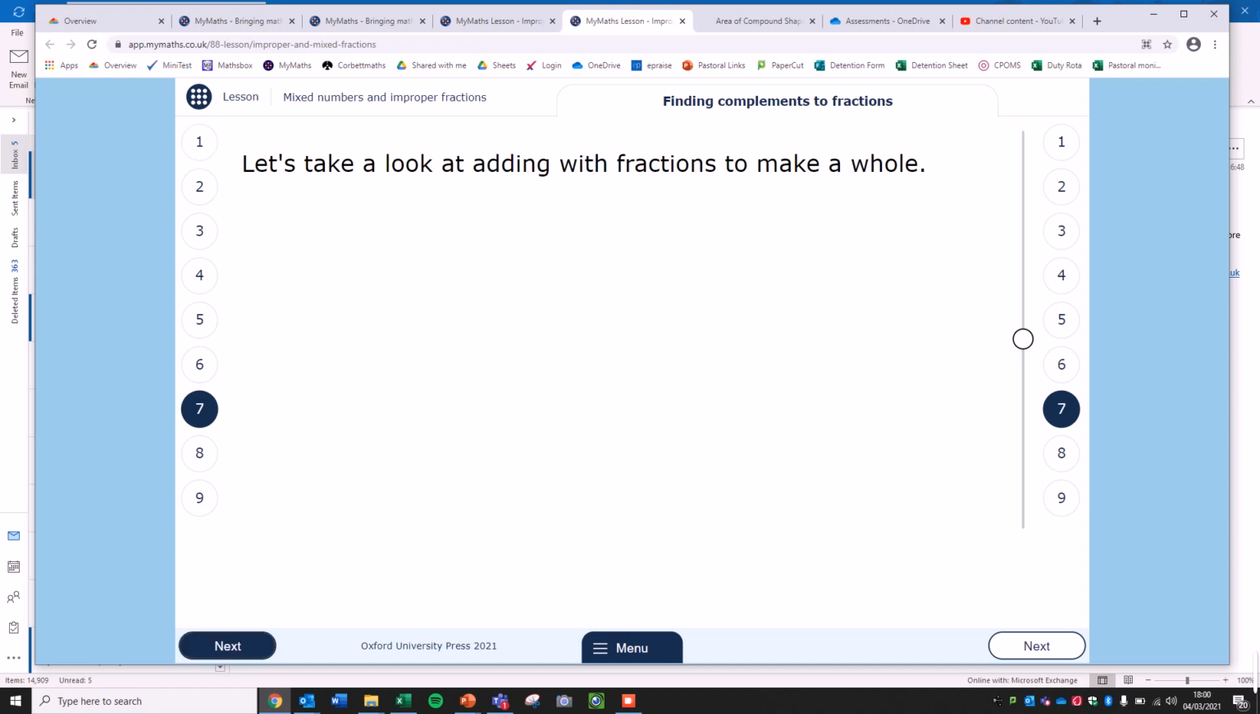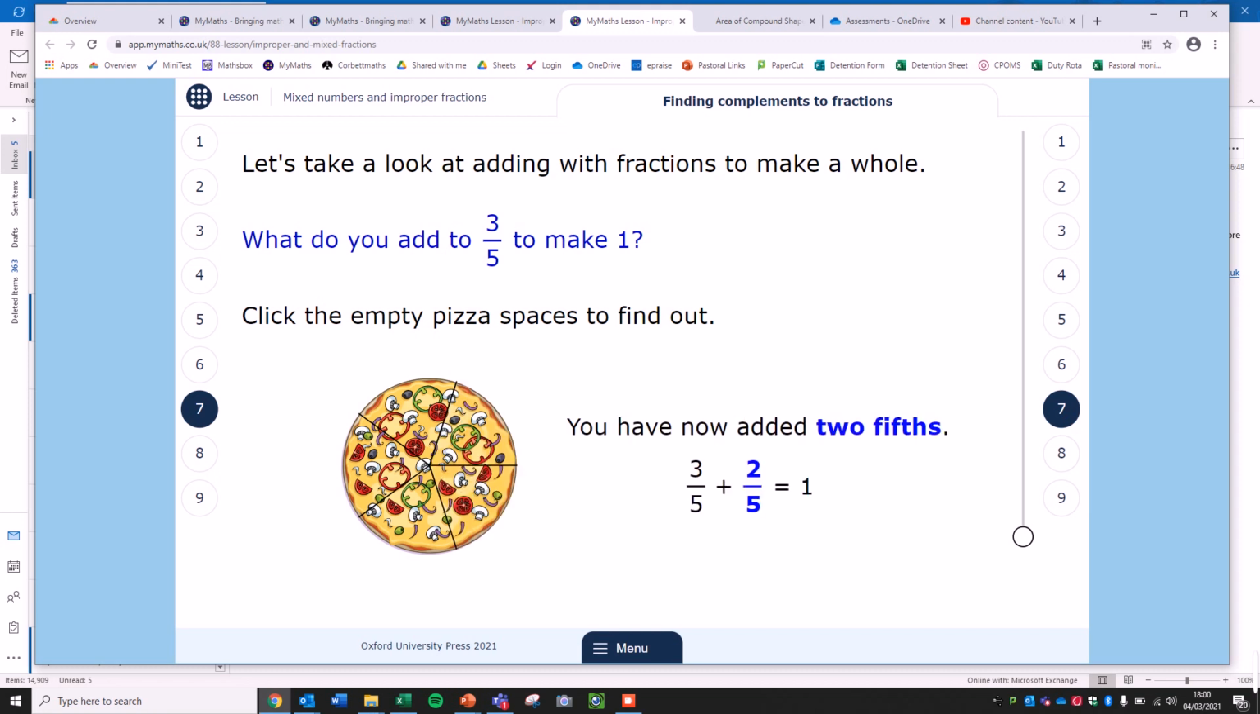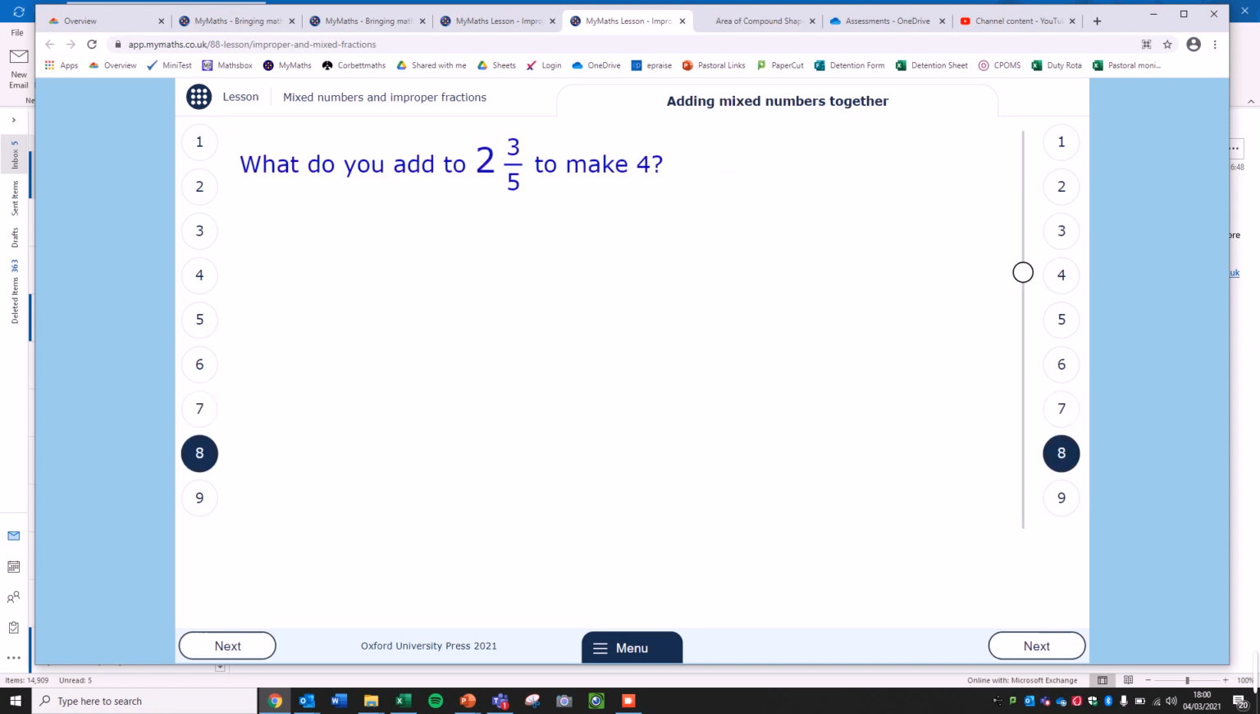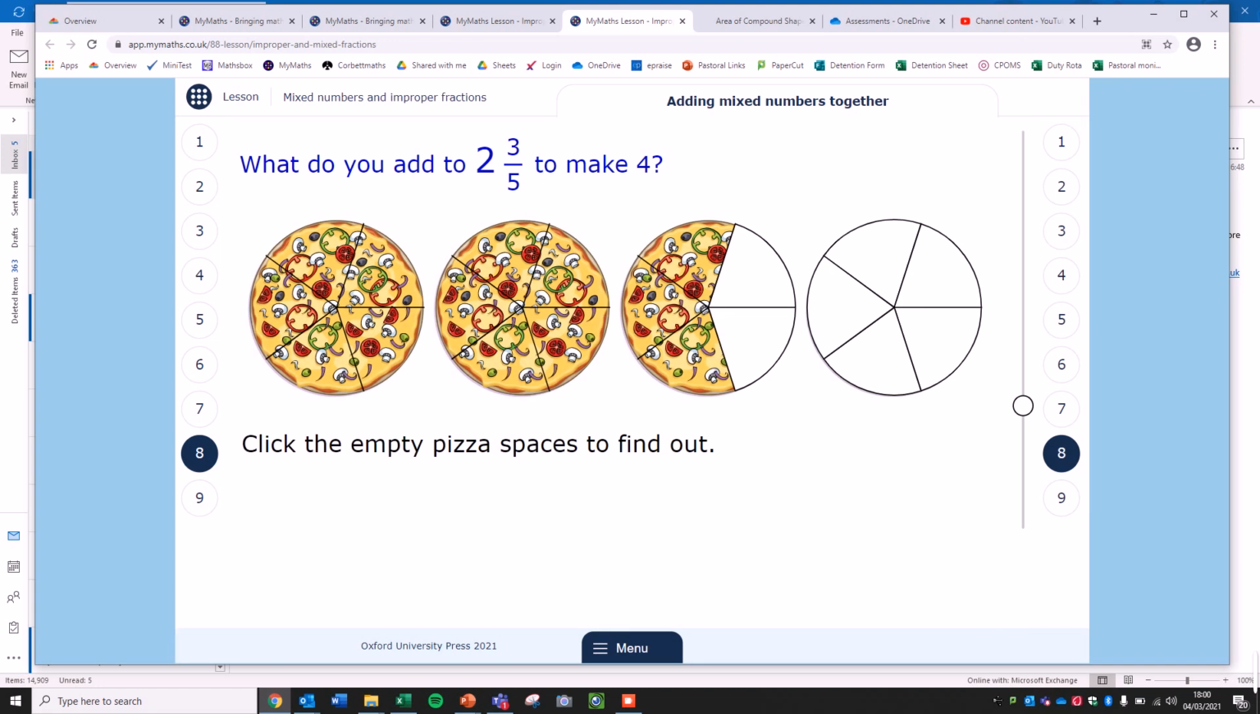Adding with fractions to make a whole. So to get 3/5 to make 1, well, you need 2/5. And then that's the second part of the lesson. Again, it is looking at what do you need 2 and 3/5 to make 4. And again, you can draw diagrams. You guys have got really good at your diagrams now, I think. So if you wanted to know 2 and 3/5 to make 4, they've done these as circles.